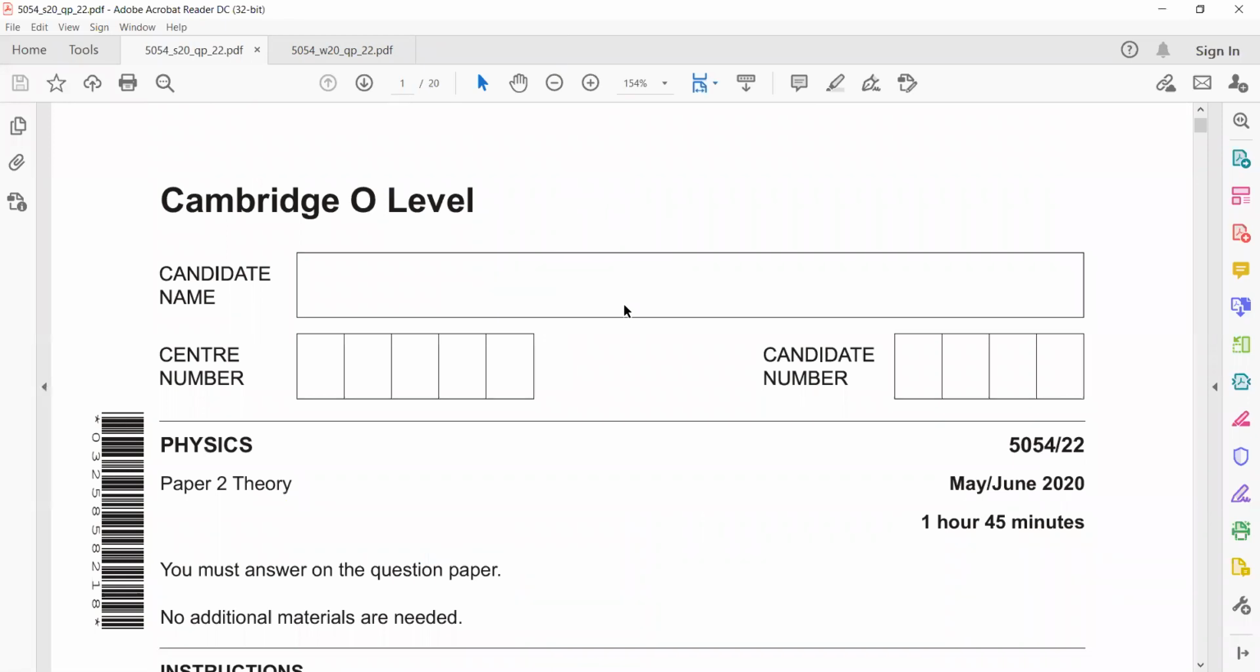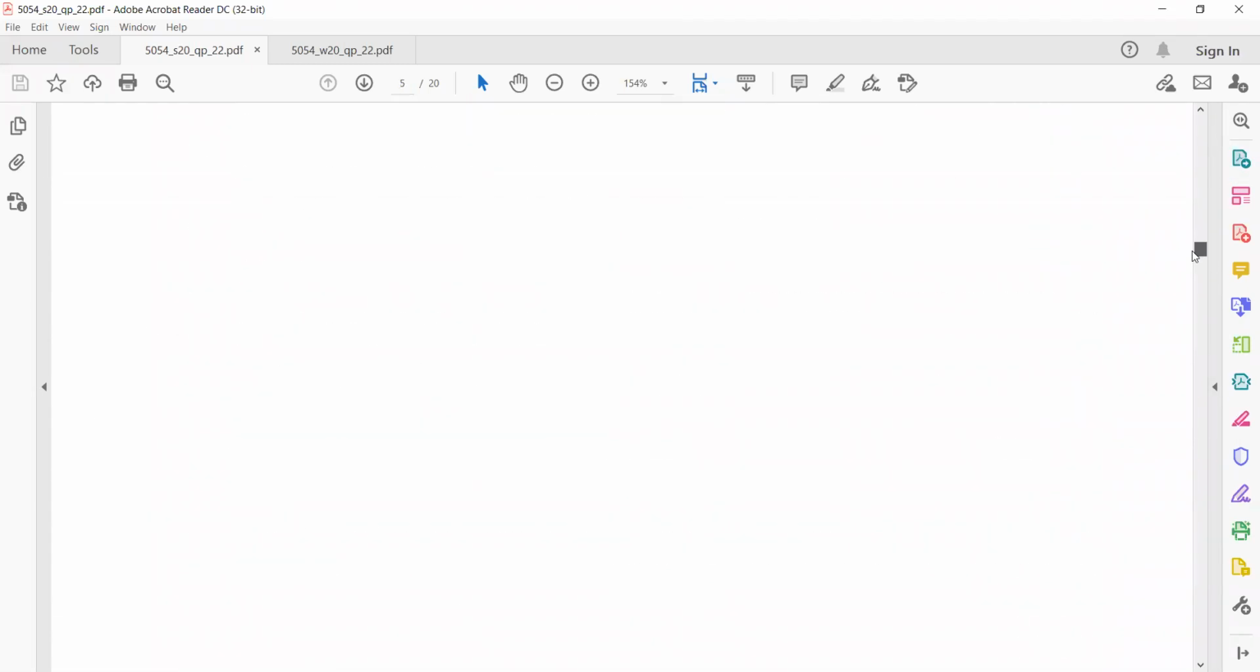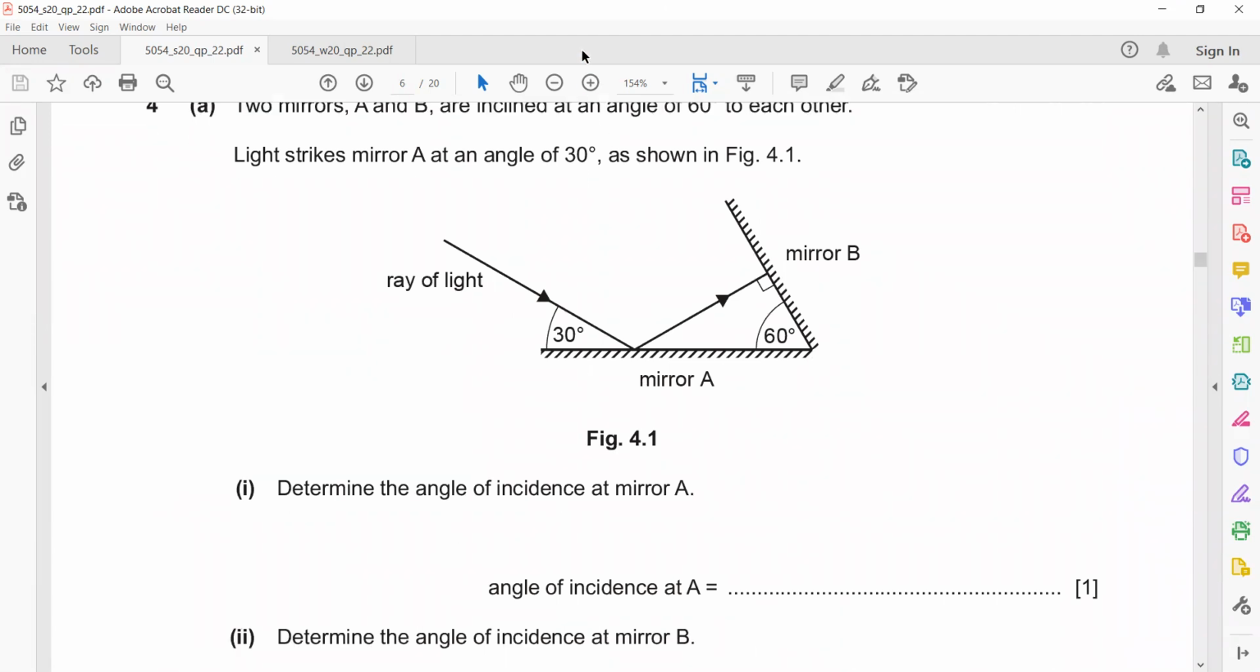Next is paper 2-2 from May-June 2020. The questions in which you have doubt. Question number 4. Determine the angle of incidence at A.